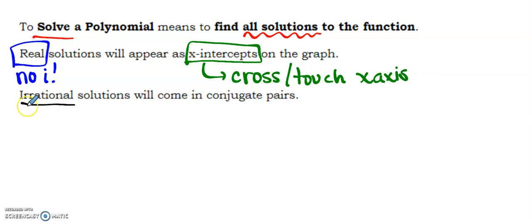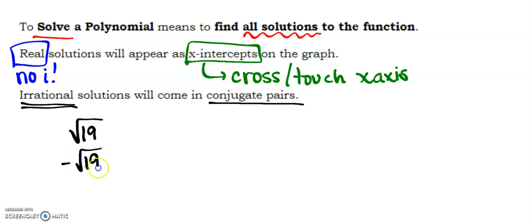Irrational solutions are numbers that cannot be written as a ratio or a comparison of two things. Oftentimes we will see those with square roots. So basically you can think for our purposes, square root solutions will come in conjugate pairs. So what that means is if you have an irrational solution of the square root of 19, then negative root 19 must have also been a root.